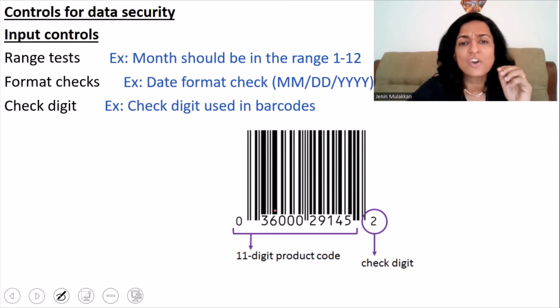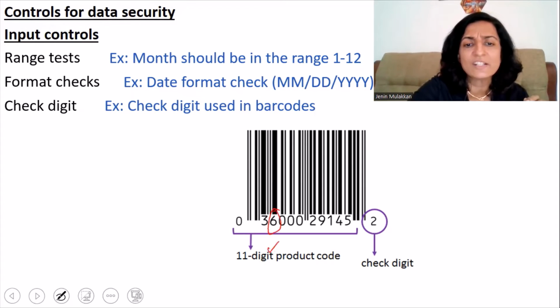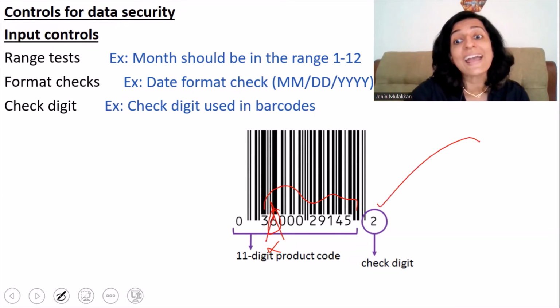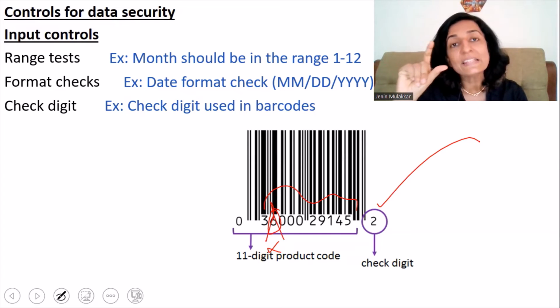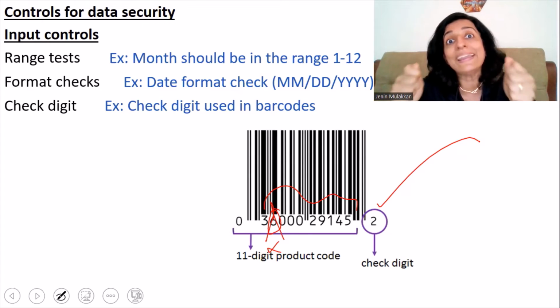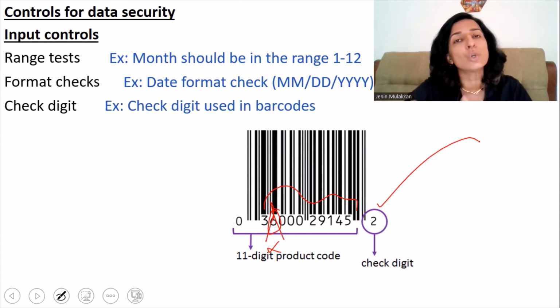Say if the barcode is turned and this number 6 is not visible. So when the scanning is done, the calculation will not tally with the check digit. So immediately the computer will prompt that the scanning is not accurate. So they will have to again spread the barcode and they will have to again scan. So that's an input control.